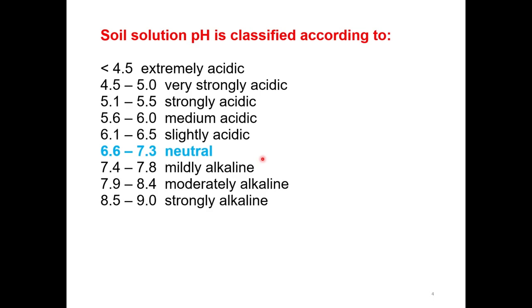We classify soil solution pH according to its strength of acidity. We have about 6.6 to 7.3 as the neutral range. Again, this can be different from one literature to another. Then we have slightly acidic, medium, strongly acidic, very strongly acidic, and extremely acidic. There are not too many soils below this level. It is extremely acidic.